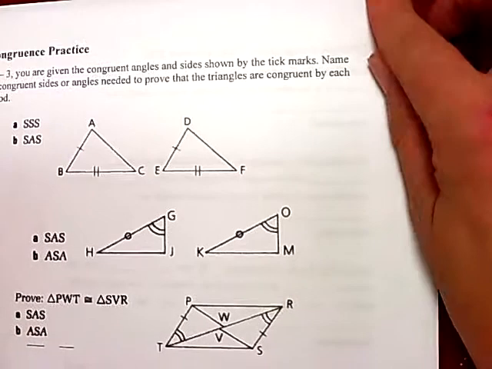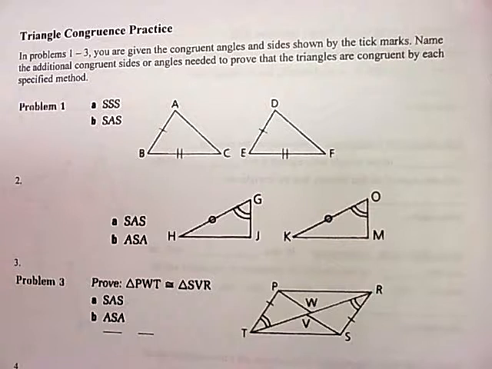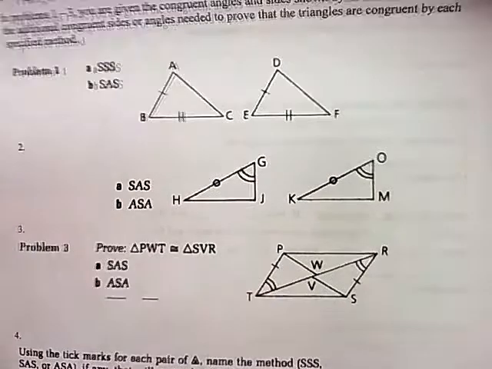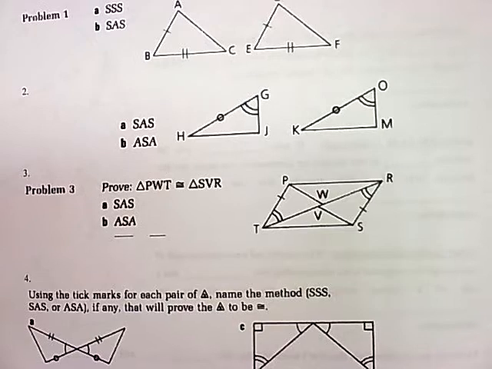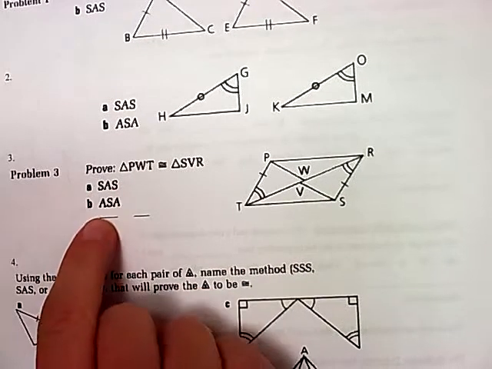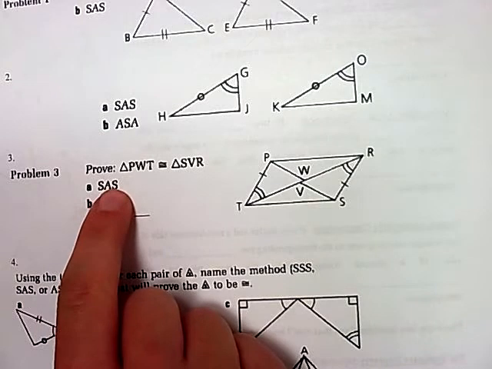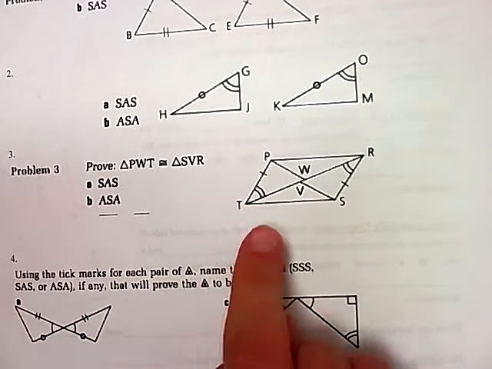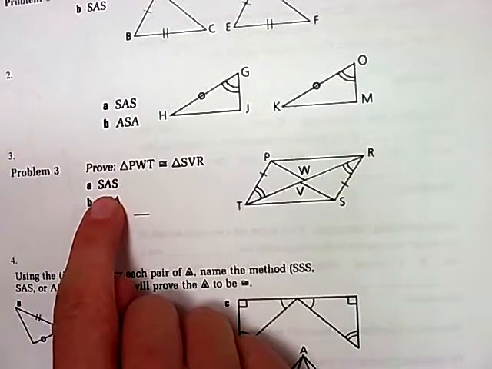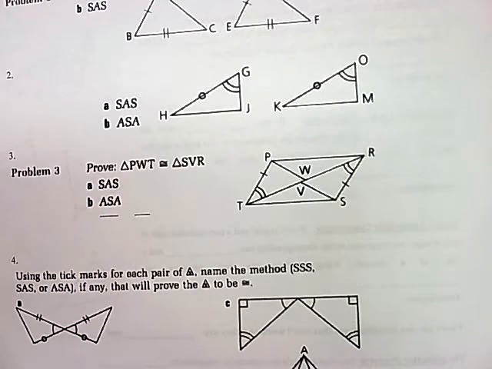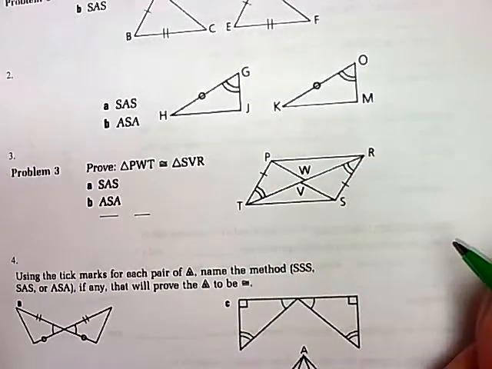So in class, we had done problem number 1. We're going to look at problem number 3 next. It's similar to problem number 1, where you're trying to prove two triangles are congruent by a specific method. So it's telling us the method for the first one, SAS, and we're trying to say what's the third congruence statement, what's the other piece of information we would need in order to use this method. Okay, so we're trying to prove triangle PWT is congruent to triangle SVR.